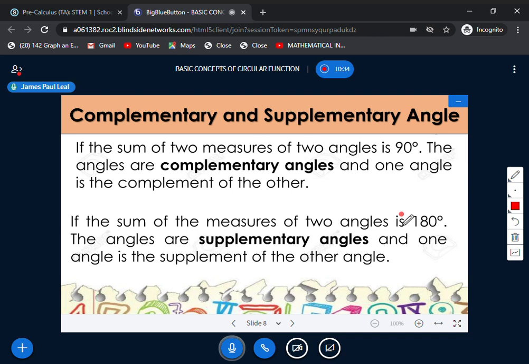While on the other hand, supplementary angles. If you're going to get the sum, or add the two angles given, and it results to 180 degrees, that is supplementary. Exactly 180 is the sum. Therefore, they are called supplementary angles. Are we clear with that? So that will be the difference between complementary and supplementary angles.